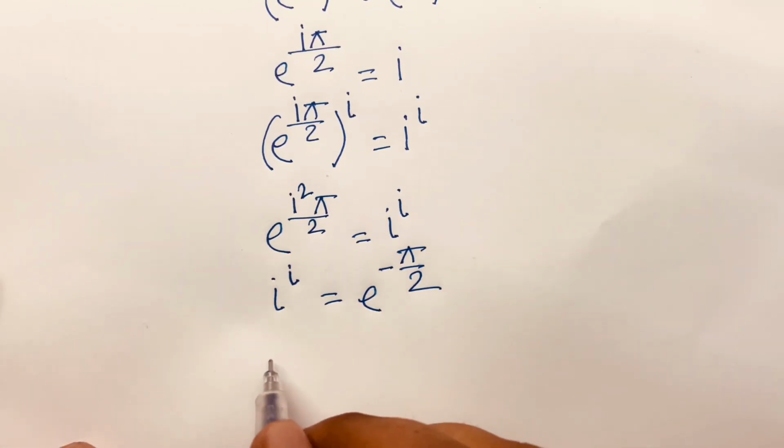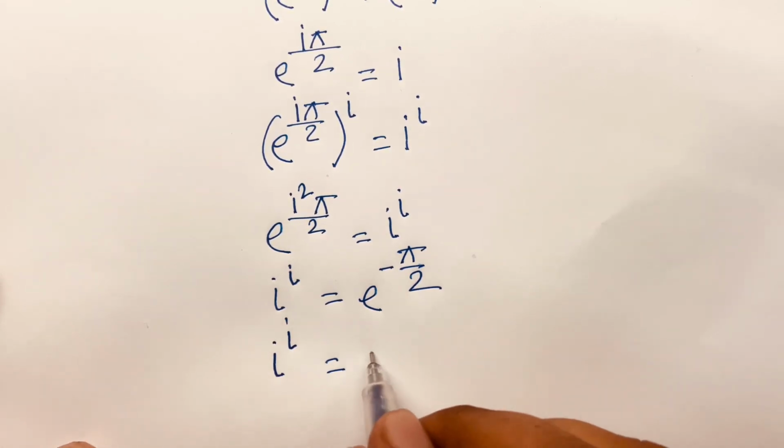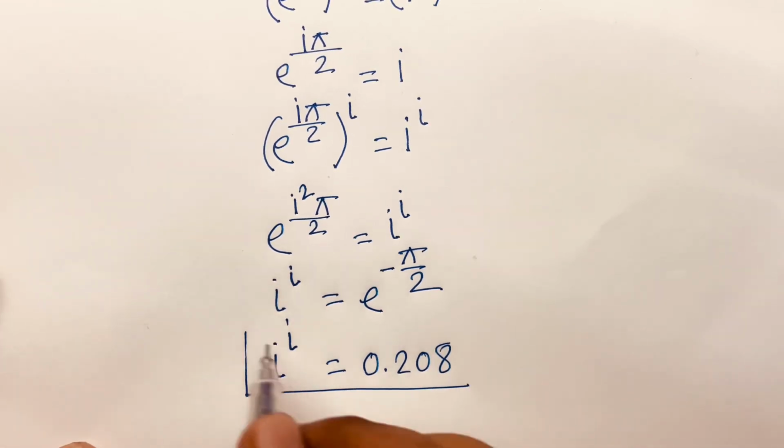Then if I use a calculator this time, I can say i power i is equal to 0.208. So this is our final answer.